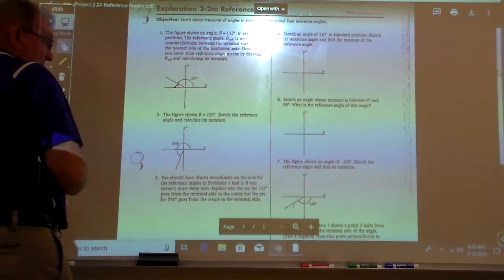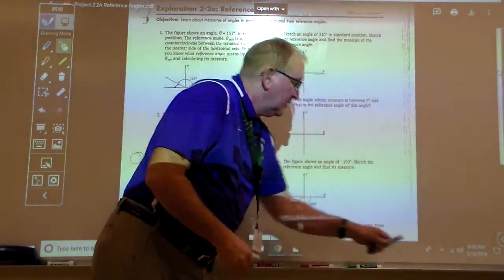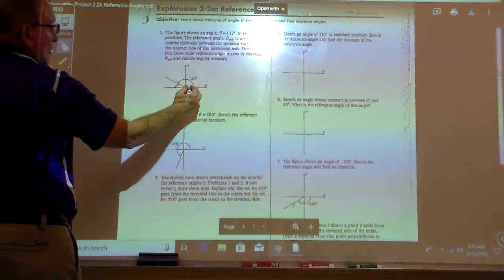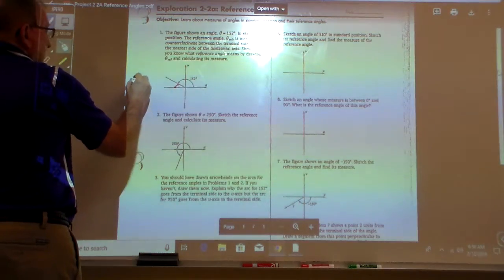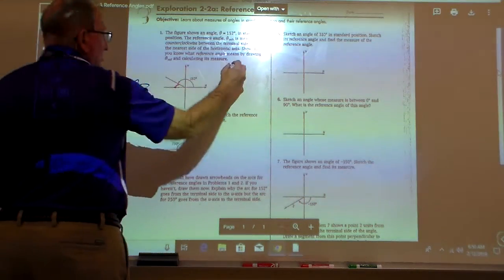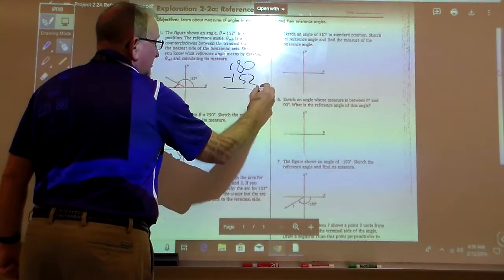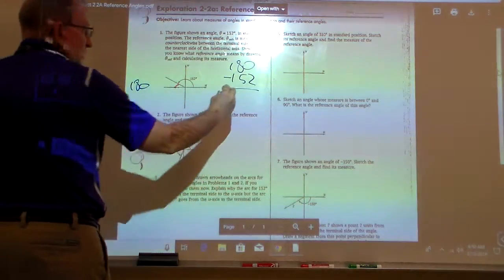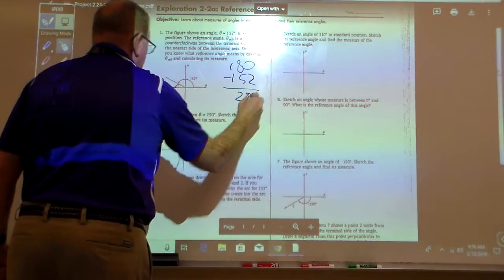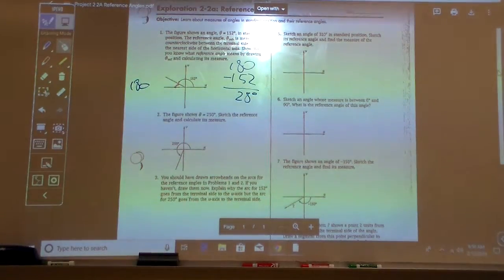All right, so how do we find that? Well, very simply, if here's our starting point and all the way across is 180, and that much of it is 152, the reference angle will simply be 180 minus what? 152, which turns out to be 28 degrees. So the reference angle will happen to be 28 degrees in this quadrant 2.